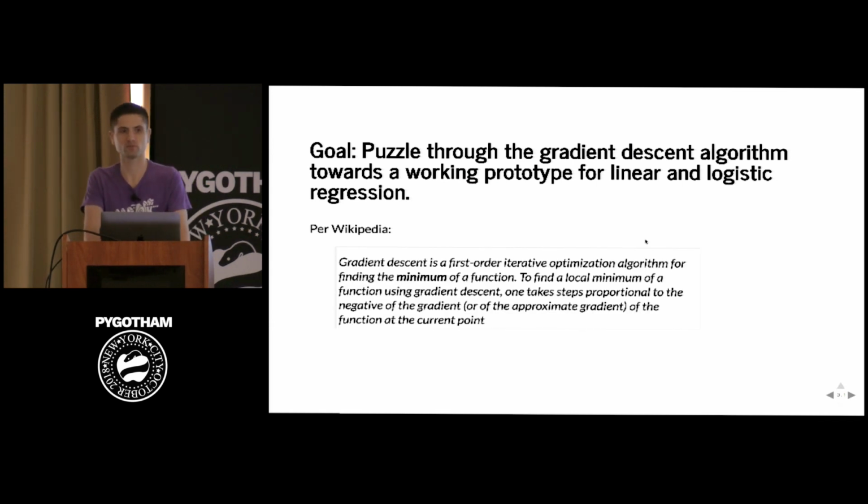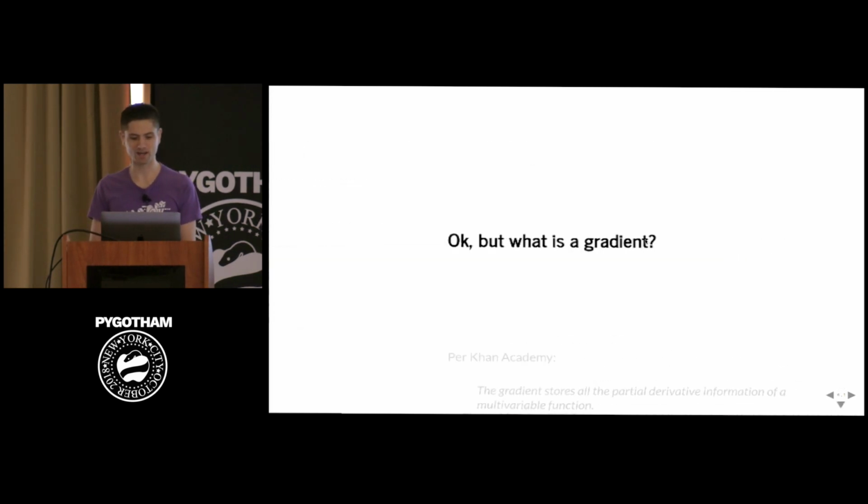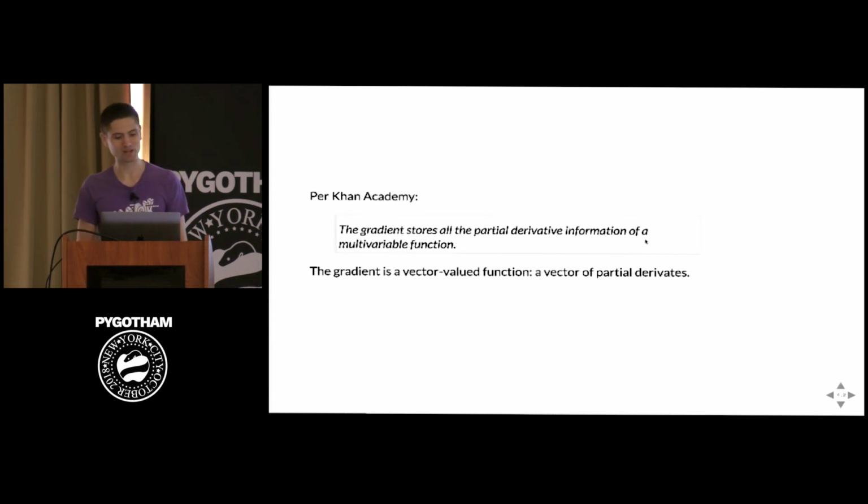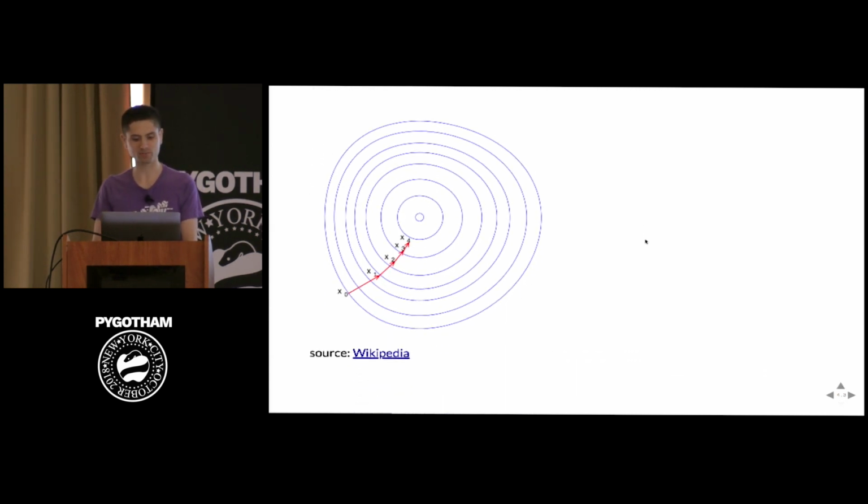Gradient descent. Wikipedia, source of all truth, says gradient descent is a first-order iterative optimization algorithm for finding the minimum of a function. To find this minimum, we take steps proportional to the negative of the gradient. OK, but what's a gradient? Khan Academy, another great source of truth, says that a gradient is a vector-valued function, a vector of partial derivatives. OK, so that's something we can work with.